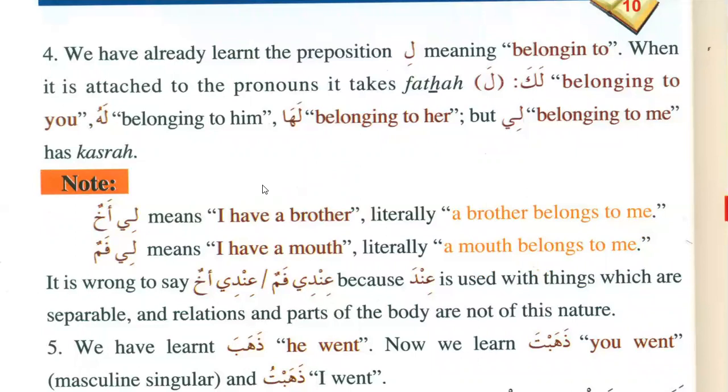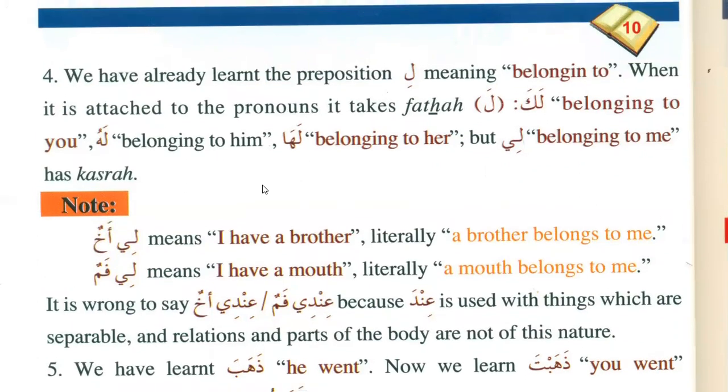We have already learned the preposition li meaning belonging to. When it is attached to the pronouns, it takes fatha. Laka belonging to you, lahu belonging to him, laha belonging to her, but li belonging to me has kasra. Li akhun means I have a brother. Literally, a brother belongs to me. Li famun means I have a mouth. Literally, a mouth belongs to me. It is wrong to say indi akhun, indi famun, because inda is used with things which are separable, and relations and parts of the body are not of this nature.